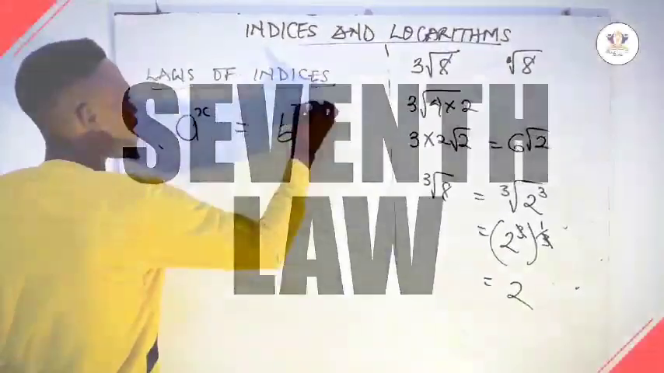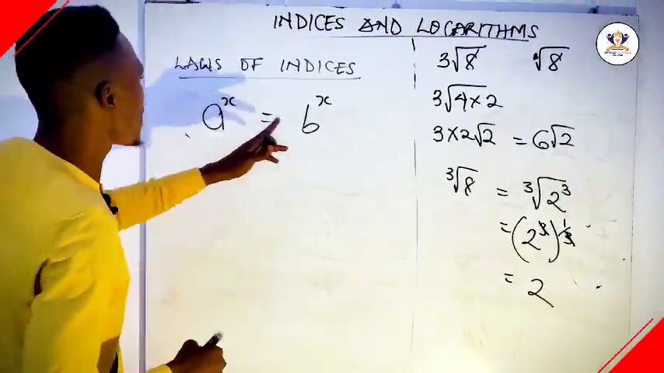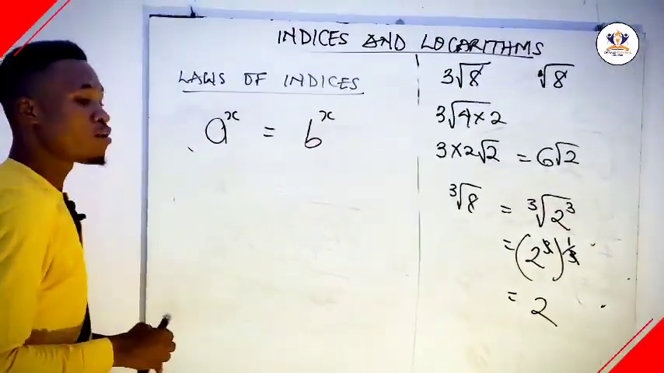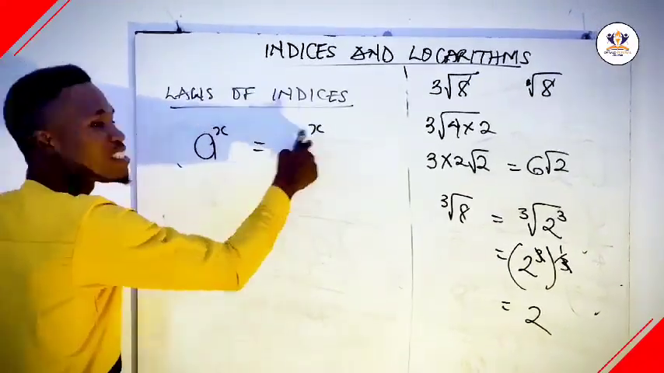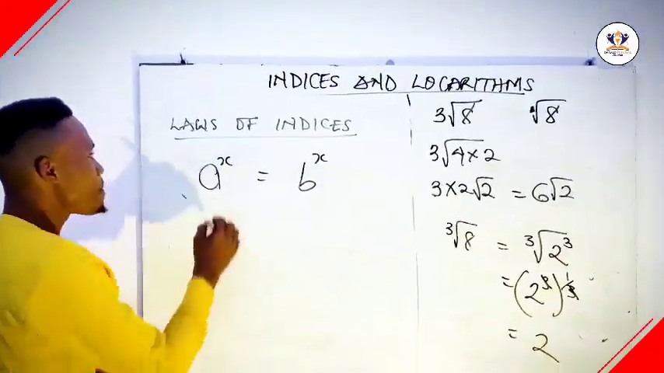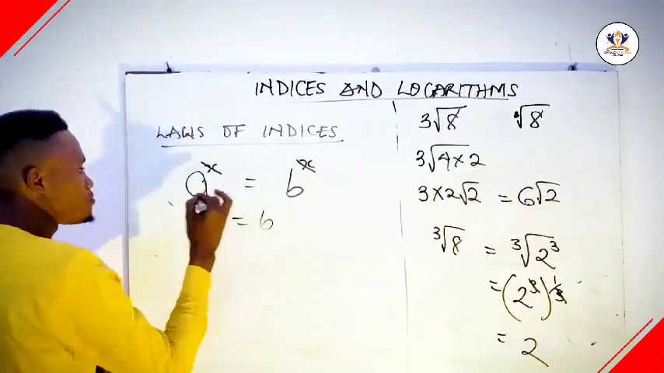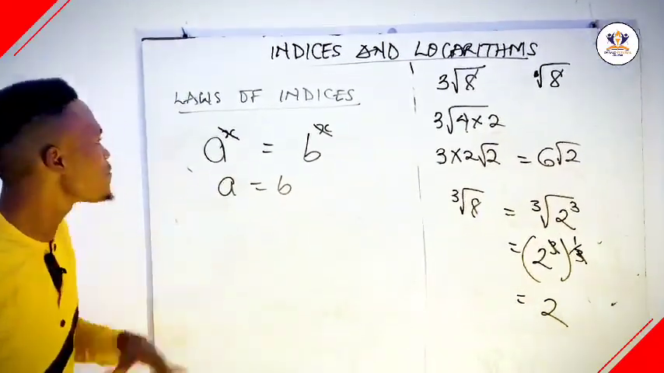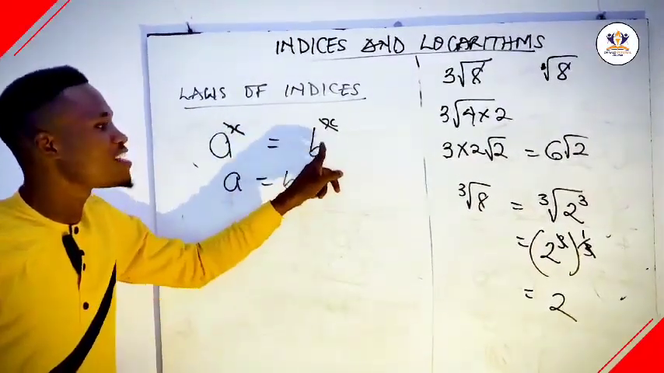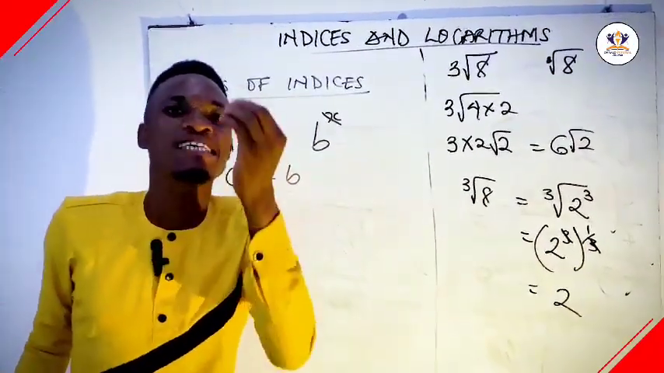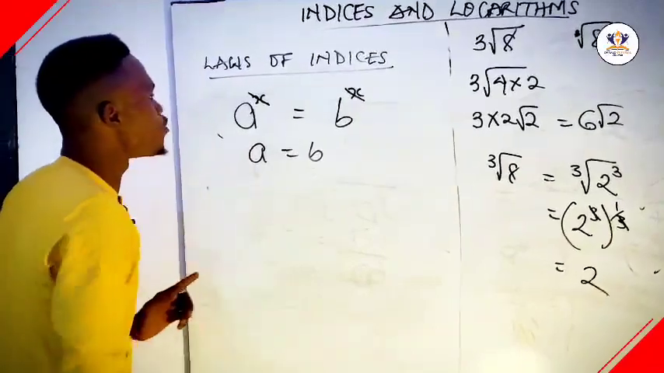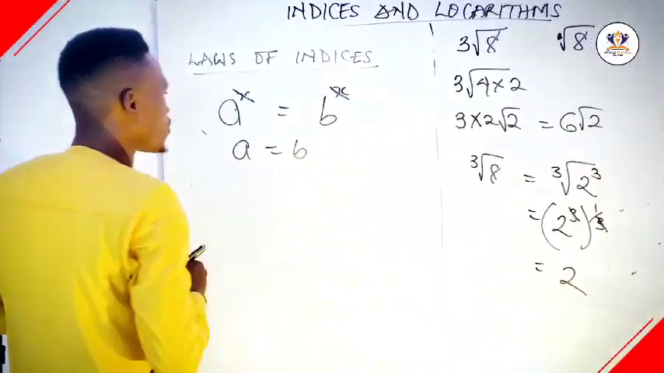Alright now, raised to the power x. If we have a raised to power x is equal to b raised to power x, what will you do? Because they have the same power, your x will cancel x, then a will be equal to b. Anytime you have a raised to power x is equal to b raised to power x, because they carry the same power, x will cancel x, a will be equal to b.